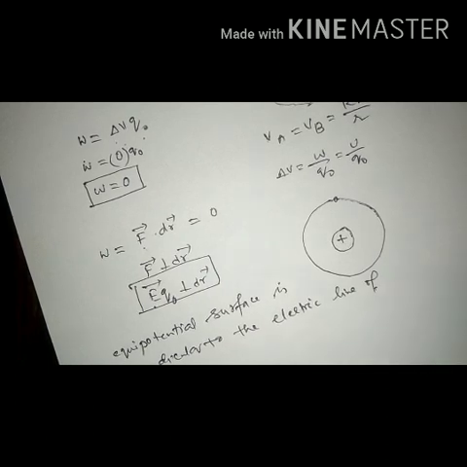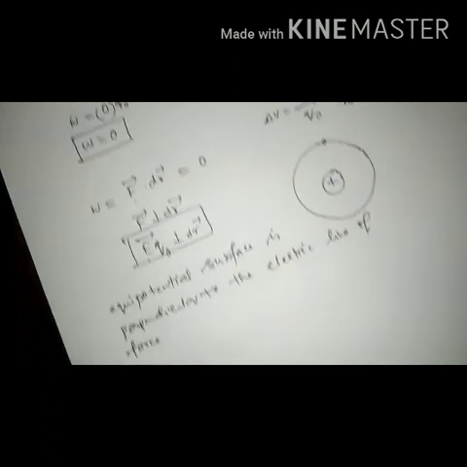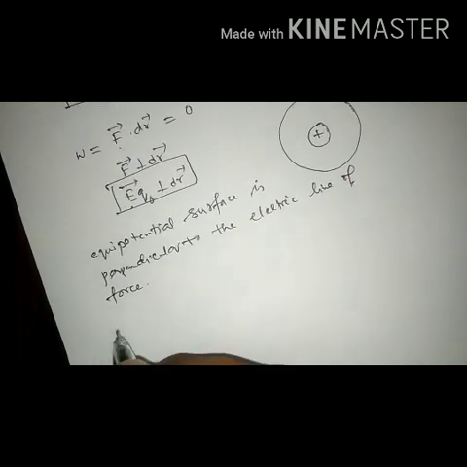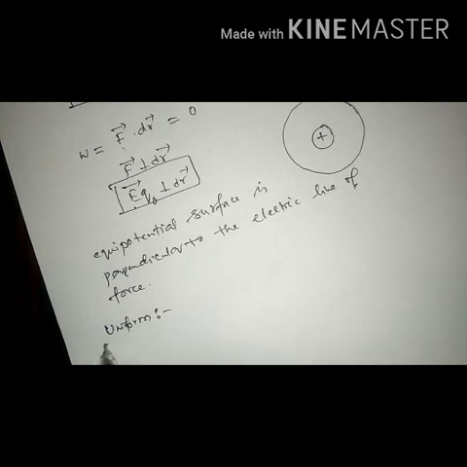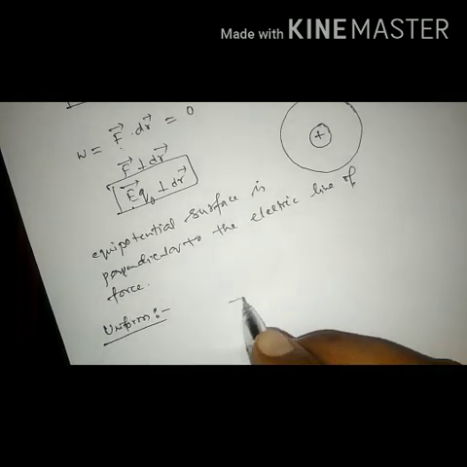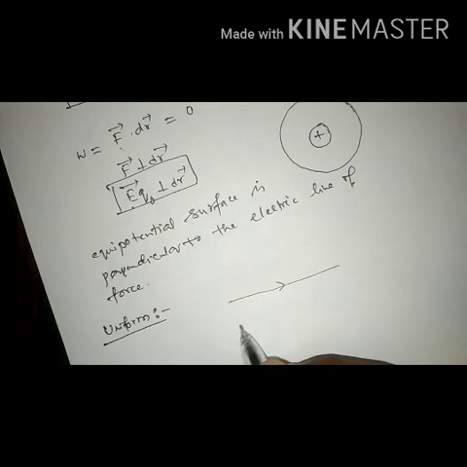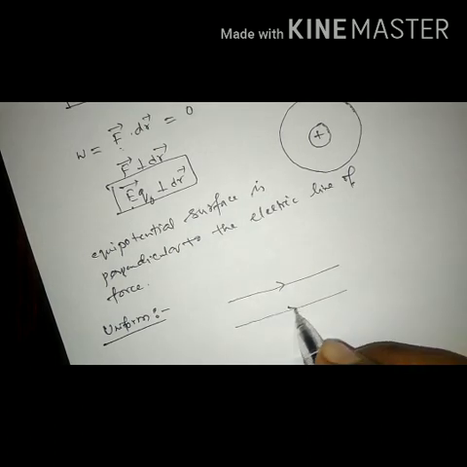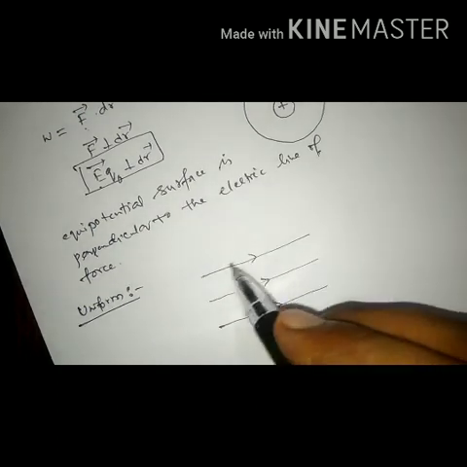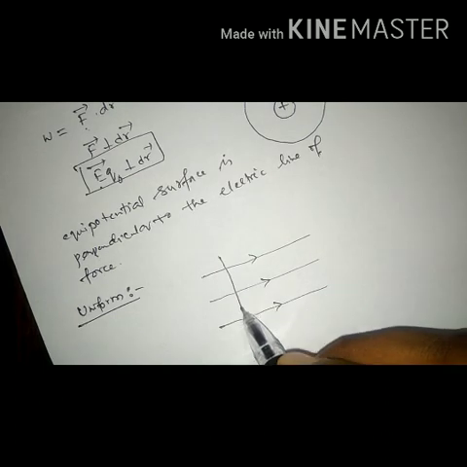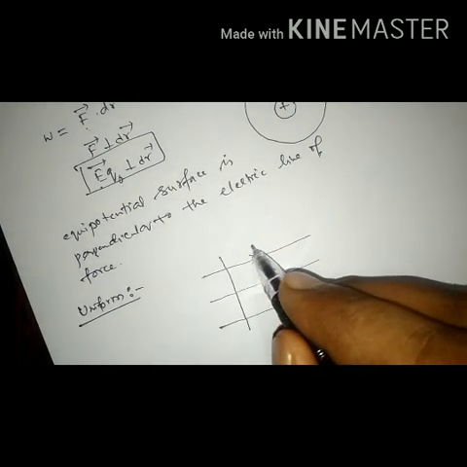Already we have seen that there are two types of electric fields. One is uniform and the second one is non-uniform. In a uniform electric field, the lines of force are equidistant parallel lines. Now if you consider the equipotential surfaces, they are perpendicular to these lines.